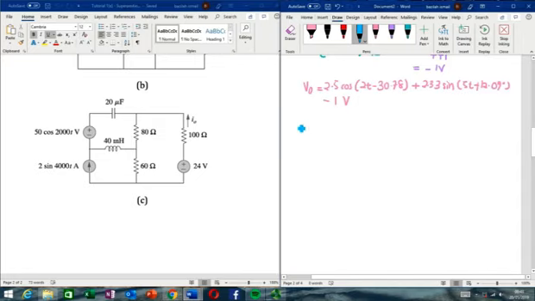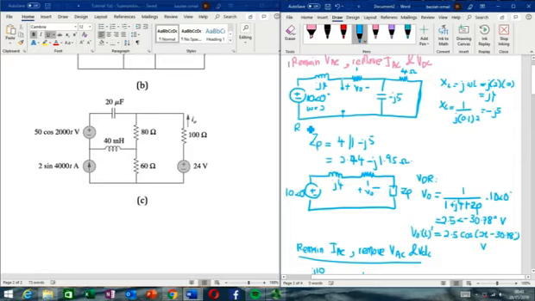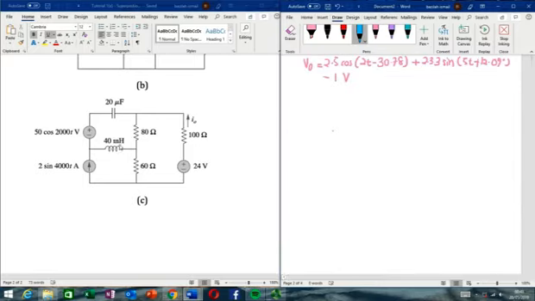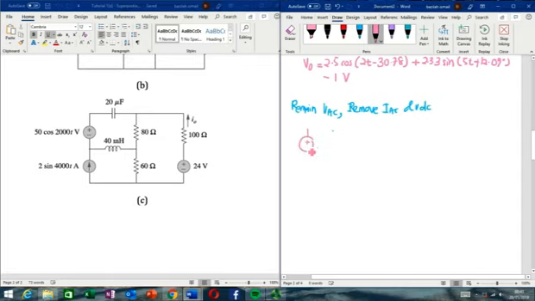So first step, let us remain with VAC, and remove IAC and VDC. For the inductor, the current source will be open, so this one will be open. And then we have the 100 ohm resistor here, and we need to find what V naught is here.